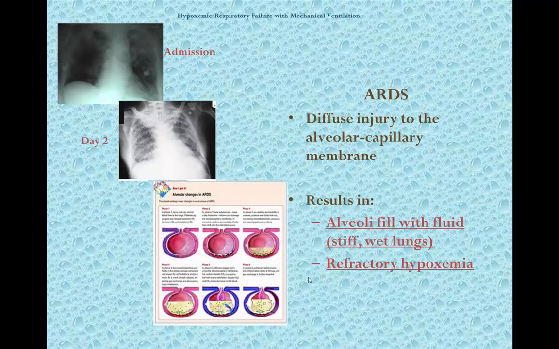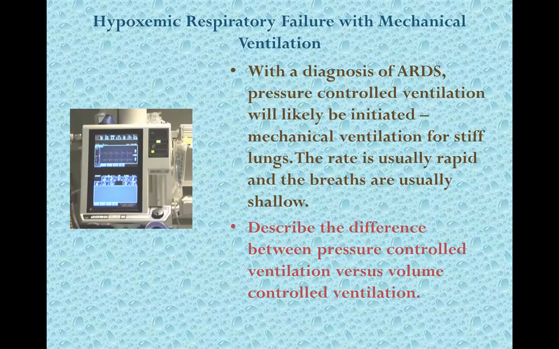All right, so this is just, again, kind of a summary, because I've been yapping a lot. ARDS is diffuse injury to the alveolar capillary membrane, and it results in fluid that fills the alveoli, causing stiff, wet lungs and refractory hypoxemia. So this is kind of, in my mind, upside down. Here's your blood vessel that surrounds the alveoli. Inflammation occurs, and then you get leaking, damage, and then the alveoli collapse and are not available for oxygen diffusion.